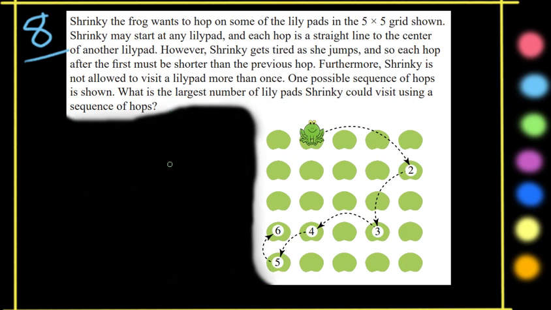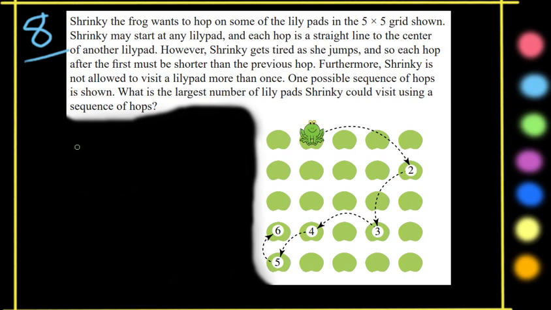Okay, so feel free to pause. I'm going to go into the solution now. All right, so the first thing to think about is if you want Shrinky to have lots of hops, you're going to have lots of different distances. And so maybe what we should do is just think about all the possible distances that Shrinky could hop, from the shortest up to the very longest.